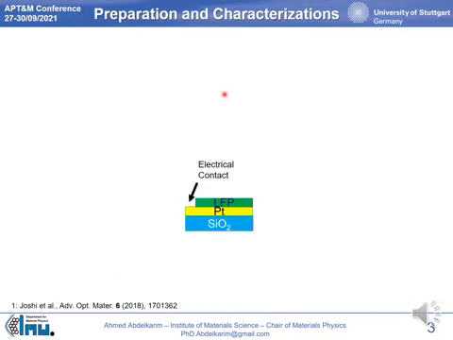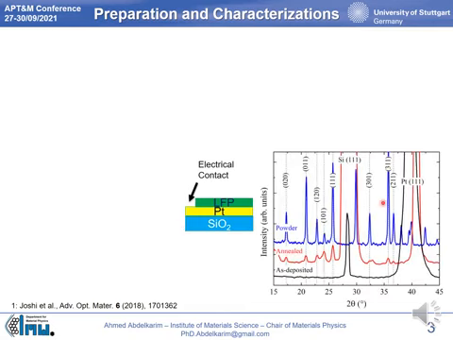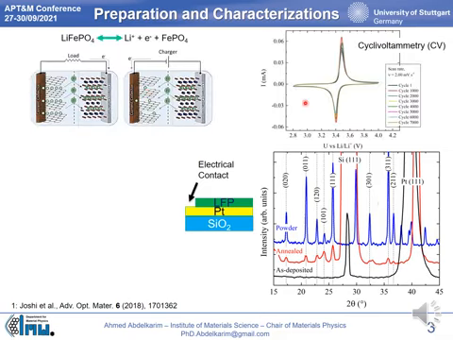Using ion beam sputtering, an LFP layer is sputtered on a silicon oxide substrate covered by platinum. The stack is then annealed in ultra-high vacuum at 500 Celsius. The crystalline structure is checked by XRD. The electrochemical activity is checked by cyclic voltammetry.